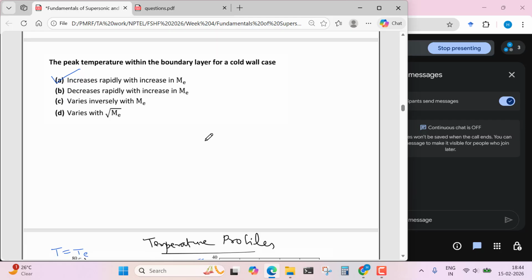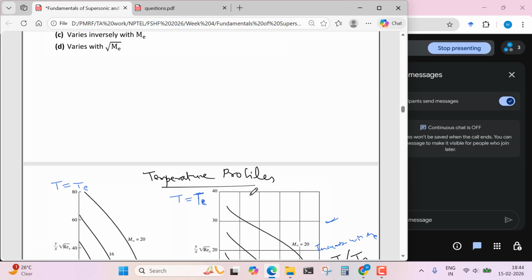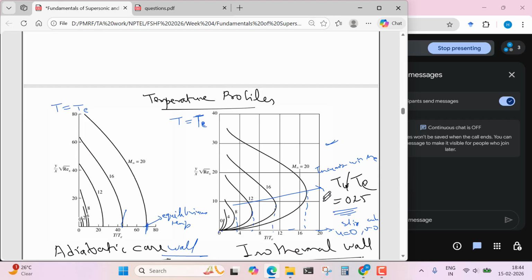So first we'll see the temperature profile for both adiabatic and isothermal wall cases. For the isothermal wall case, let's say it is a cold wall and its ratio T_w upon T_e is 0.25, and then the adiabatic wall. In the adiabatic wall case there will be no heat transfer, so dou T upon dou y at the wall will be 0. That's why this profile is perpendicular at the wall, and maximum temperature also will be at the wall, then it will decrease towards the edge of the boundary layer.